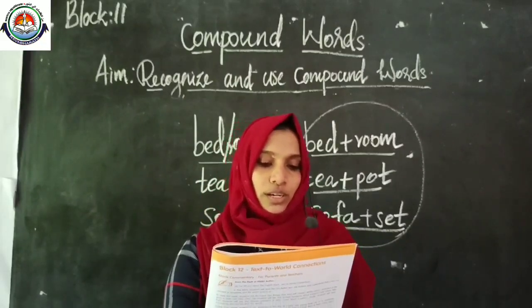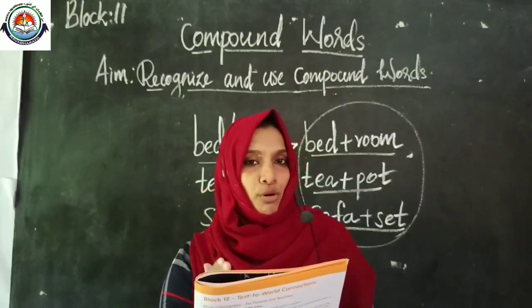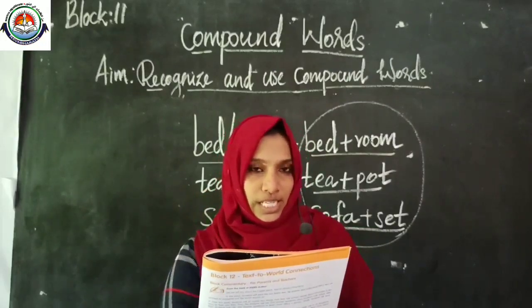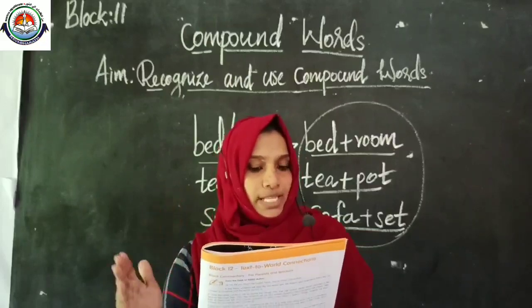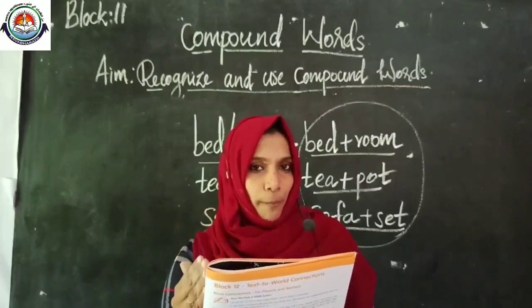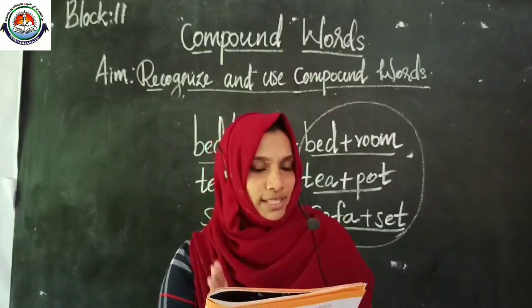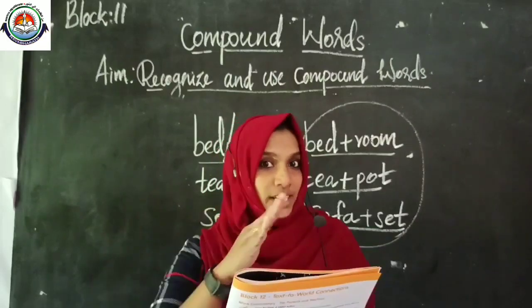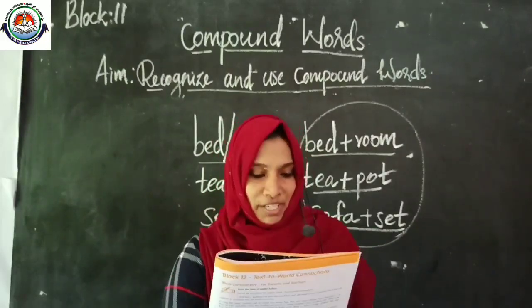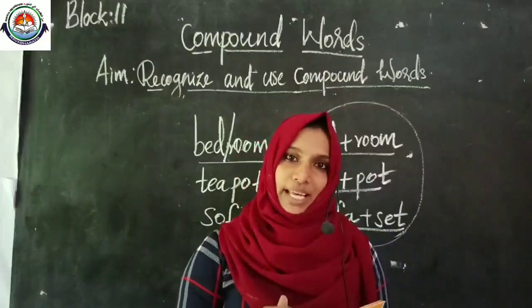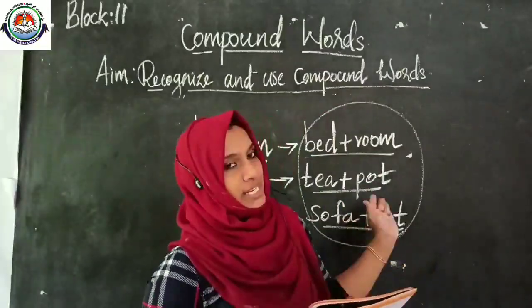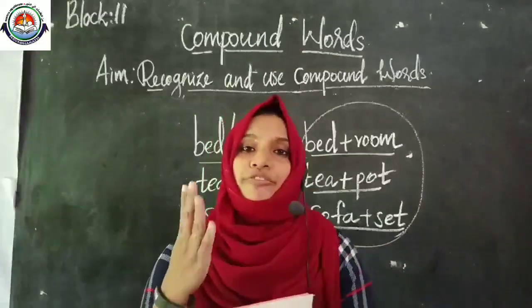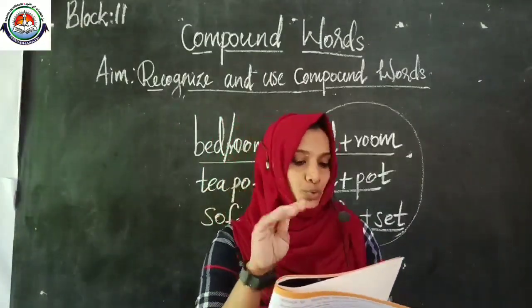Okay, then let's read second one. Divide each word into two smaller words. So one is given, it is doorbell. Door plus bell. Grasshopper. Grass plus hopper. Butter plus fly. Butterfly. After plus noon, afternoon. So in this way, you can divide these given 4 words into 2 parts.